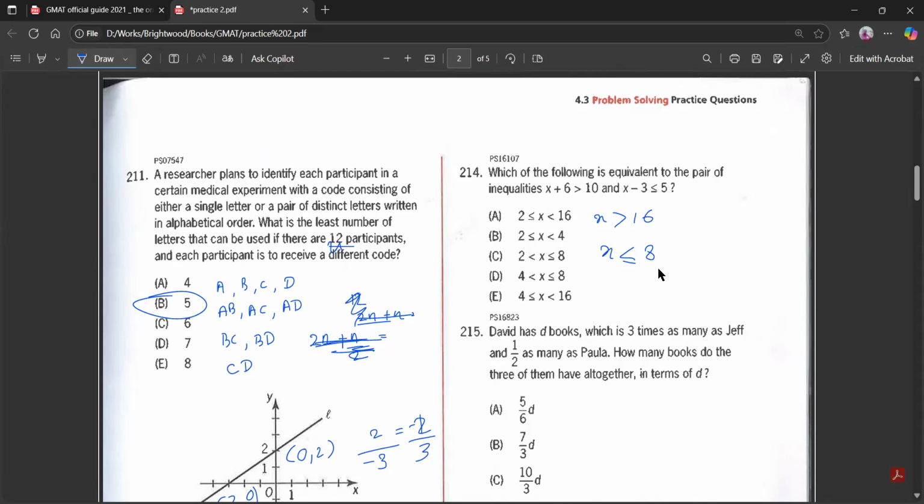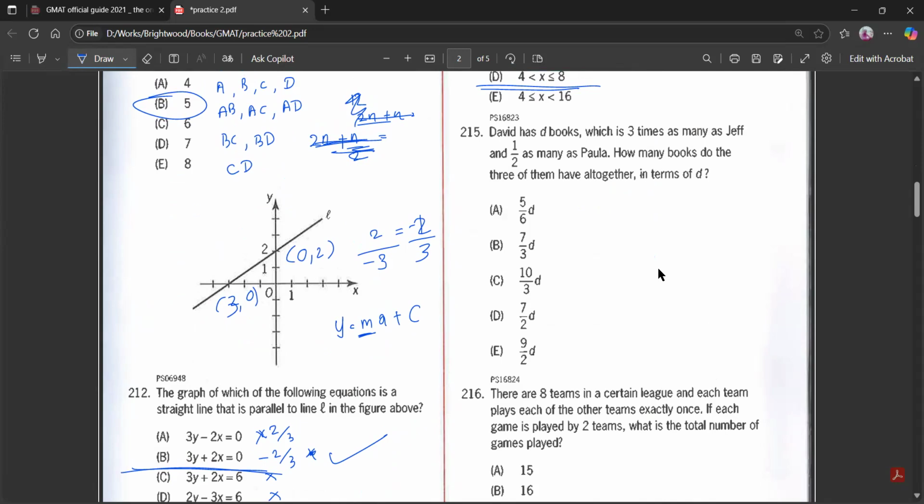8 and 16 should be plus 6. Oh, sorry. Plus 6 goes to minus 6. It becomes 4. Sorry. 4 and 8. A lot of mistakes today. I don't know why. 4 and 8, it should be the fourth one. It should be the fourth one, yes.